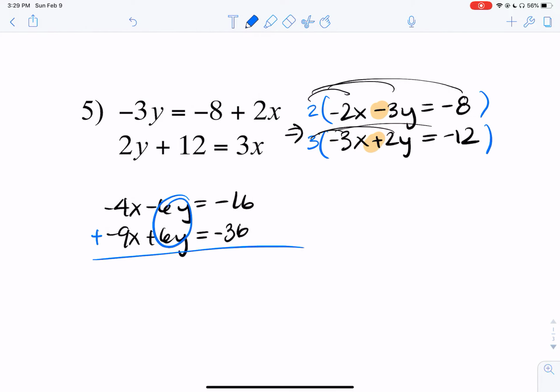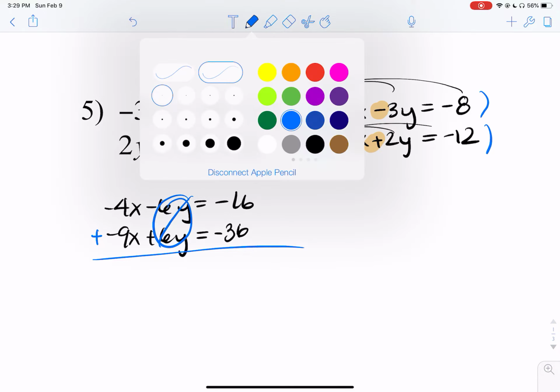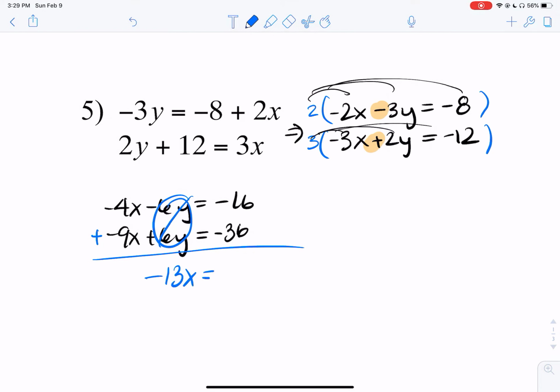So let's add. So this is going to cancel out. We're going to end up with negative 13x.